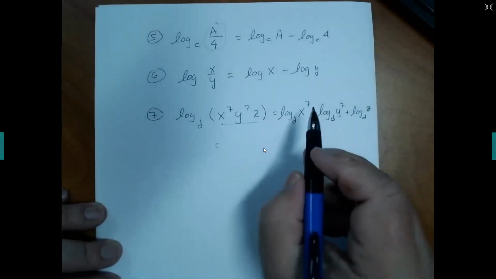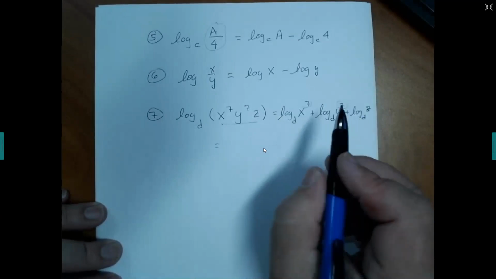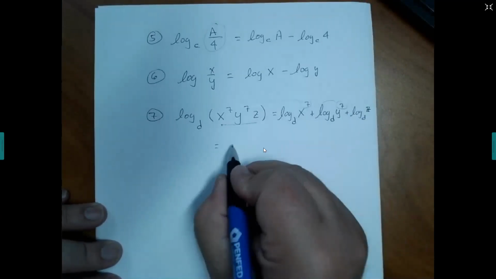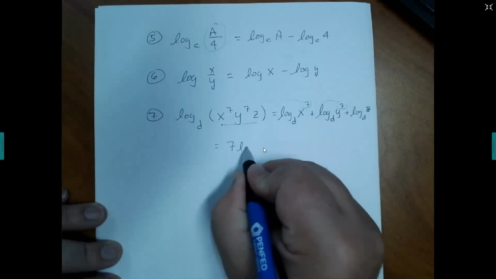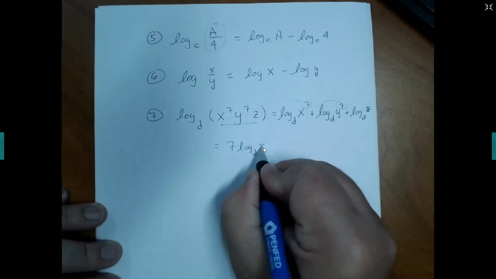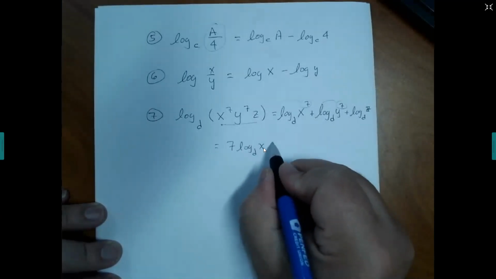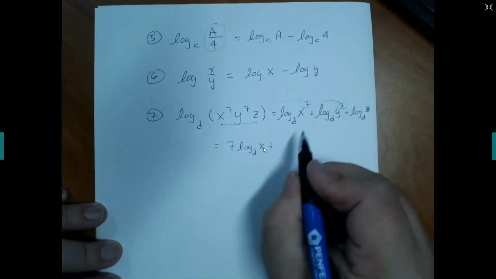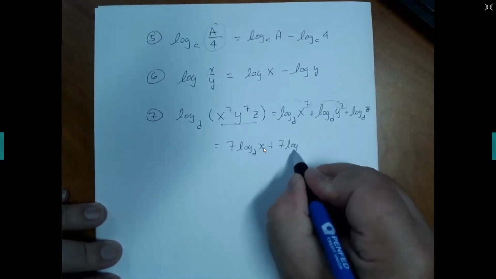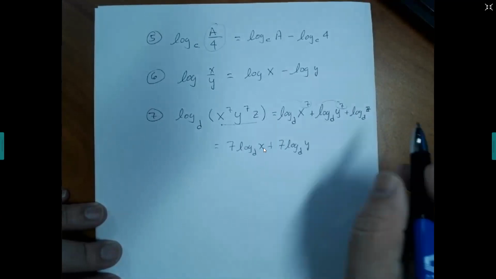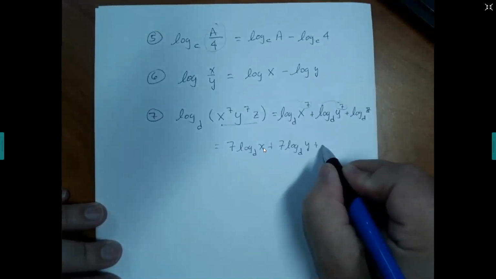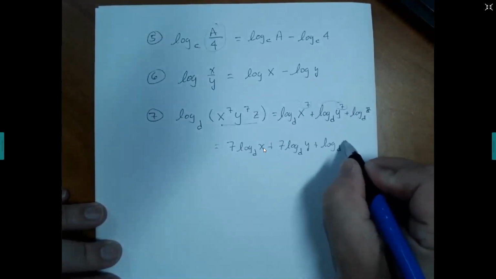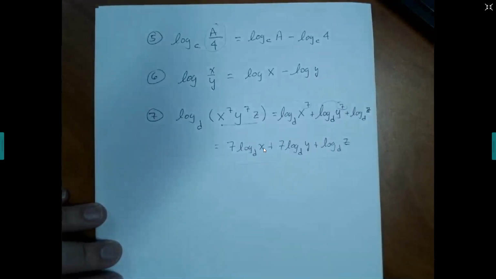Now the next step is these first two have exponents, so they become coefficients. So 7 log base d of x plus 7 log base d of y plus log base d of z. And that's as far as you can go.